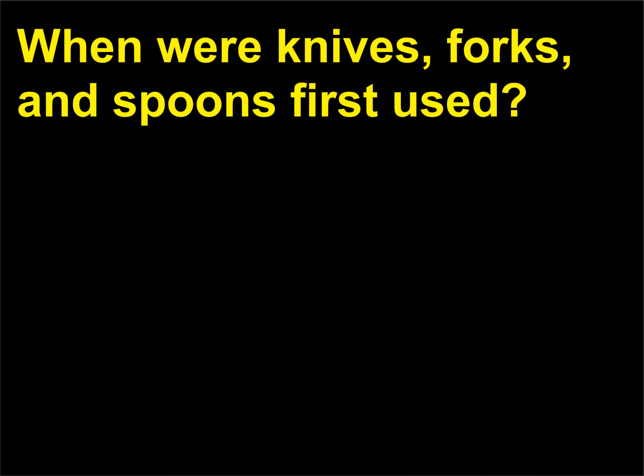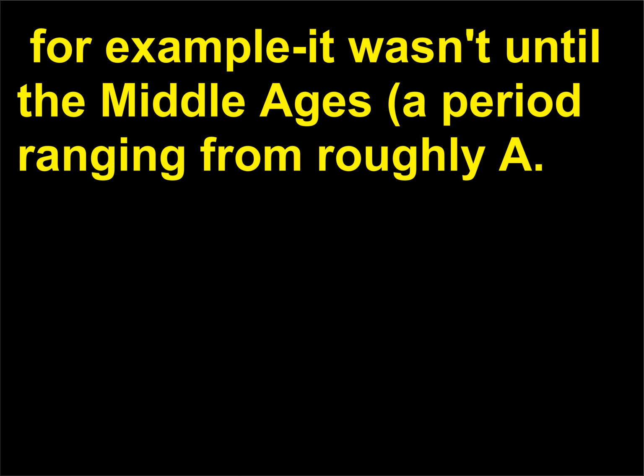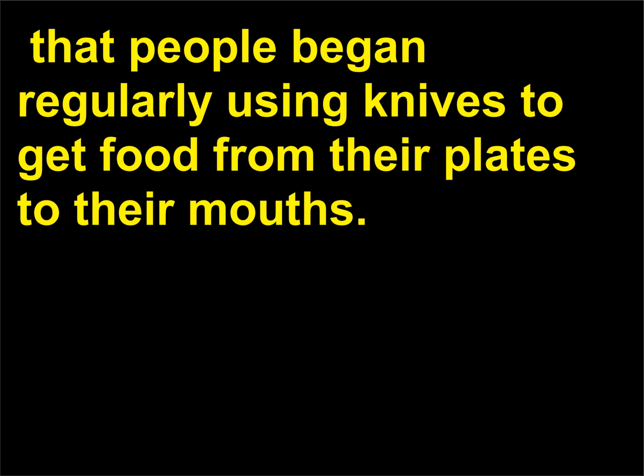When were knives, forks, and spoons first used? While knives have been used as tools, weapons, and even to help in food preparation to carve up large pieces of meat, it wasn't until the Middle Ages, a period ranging from roughly AD 500 to around 1500, that people began regularly using knives to get food from their plates to their mouths.